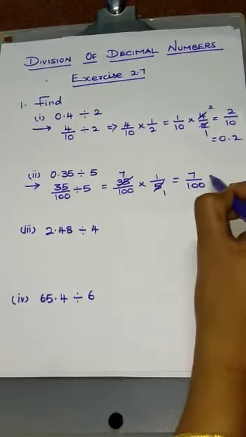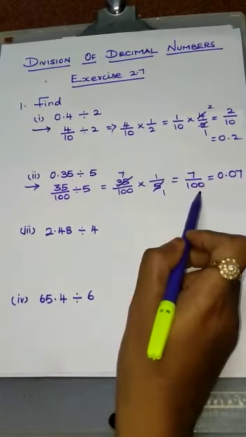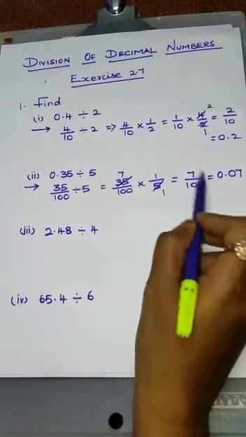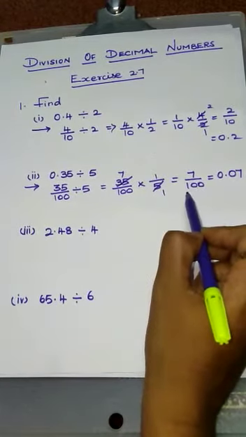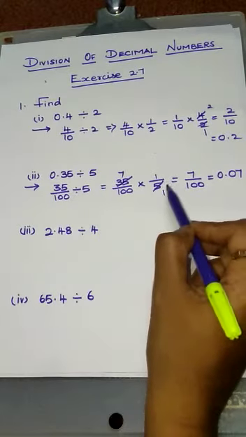How can we write the number? 0.07. When we multiply any number using 10, 100, 1000, automatically the decimal point moves to the right. When we divide any number using the value 10, 100, 1000 like that, we have to change the decimal point towards the left.